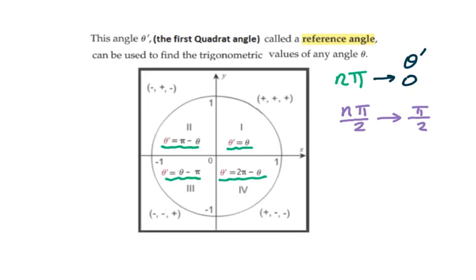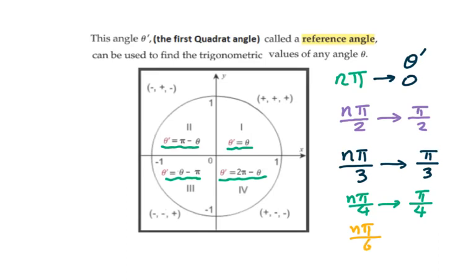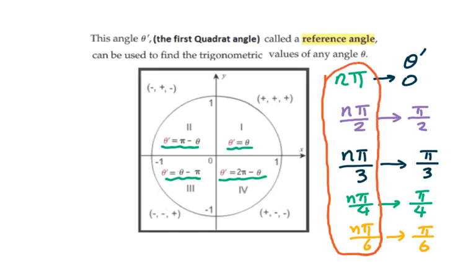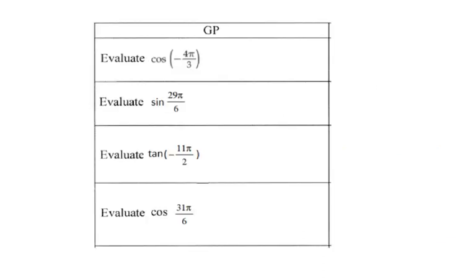If you have n pi over 3, then your reference angle will be pi over 3. If you have n pi over 4, then your reference angle will be pi over 4. If you have n pi over 6, then it will be pi over 6. All this angle I'm talking about is simplified. That's the pattern.